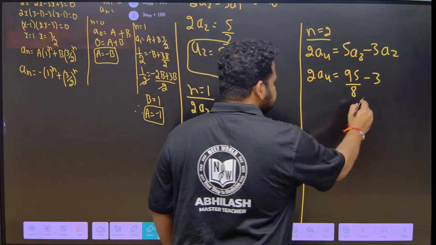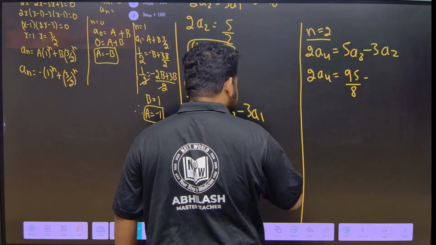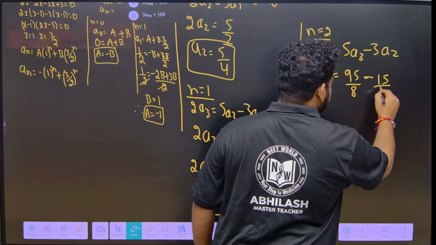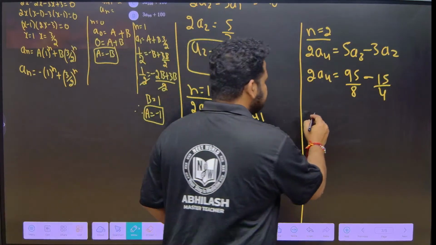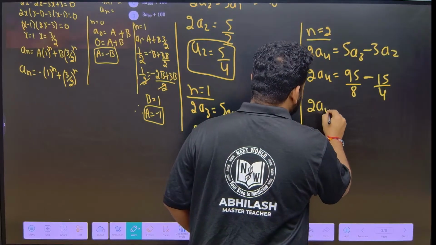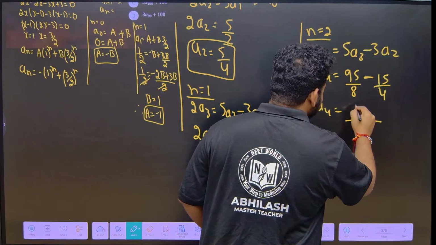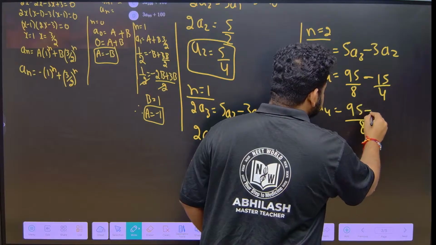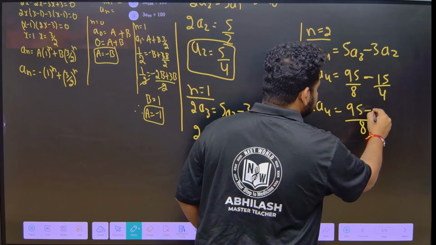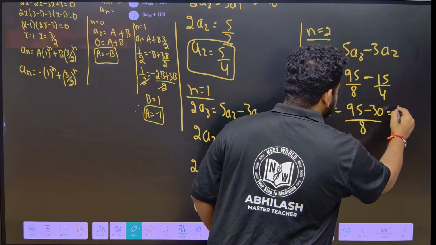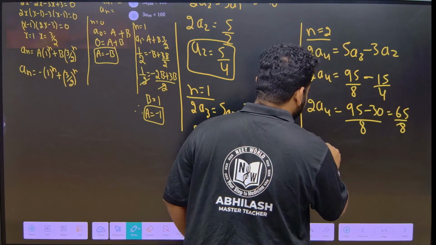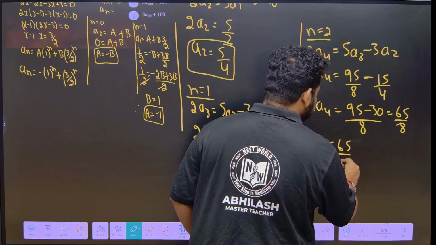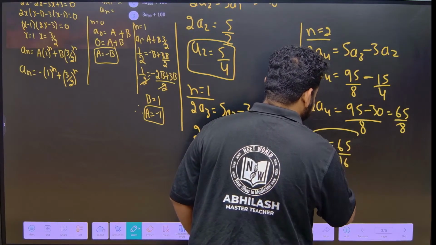I will get 3 into 5 by 4, which is 3 into 5 is 15 by 4. 15 by 4, this is what I will get. Now, let us simplify this. Let me take the LCM. 2 times A4 is equal to, 8 is the LCM, so this will be 95. 4 2s are 8. Okay. 2 15s are 30. So, this I will get as 65 by 8. So, if I send 2 that side, I will get A4 is equal to 65 by 16. 65 by 16. Okay.